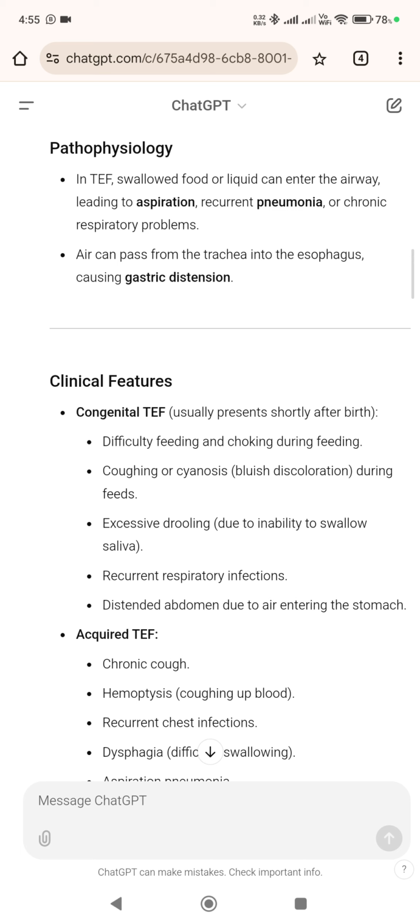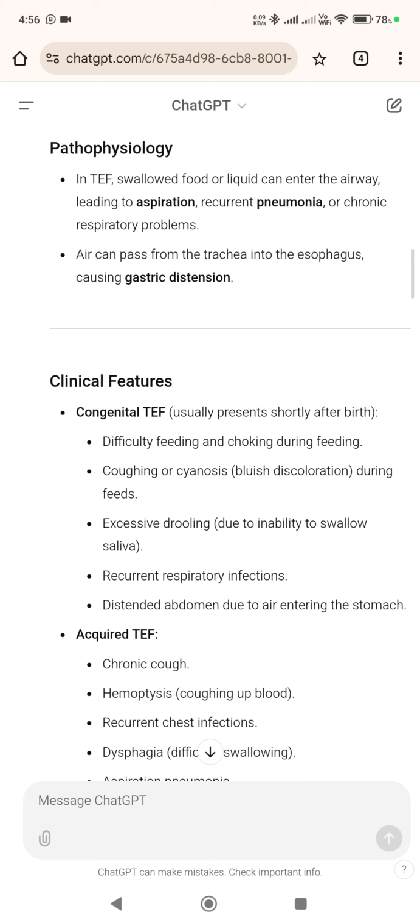Clinical features. Congenital TEF usually presents shortly after birth: difficulty feeding and choking during feeding, coughing or cyanosis, bluish discoloration, during feeds, excessive drooling due to inability to swallow saliva, recurrent respiratory infections, distended abdomen due to air entering the stomach. Acquired TEF: chronic cough, hemoptysis, coughing up blood, recurrent chest infections, dysphagia, difficulty swallowing, aspiration pneumonia.